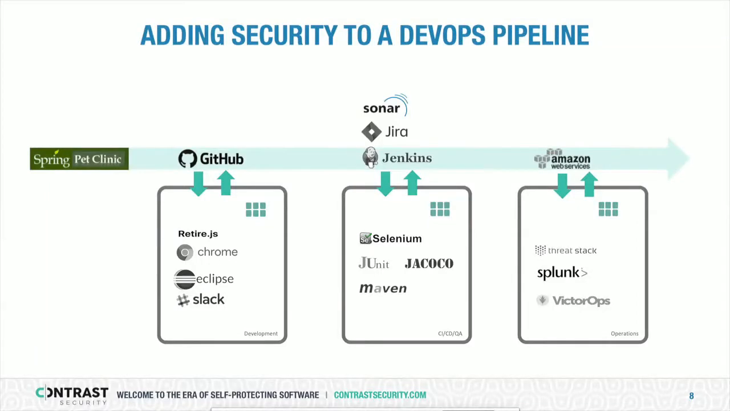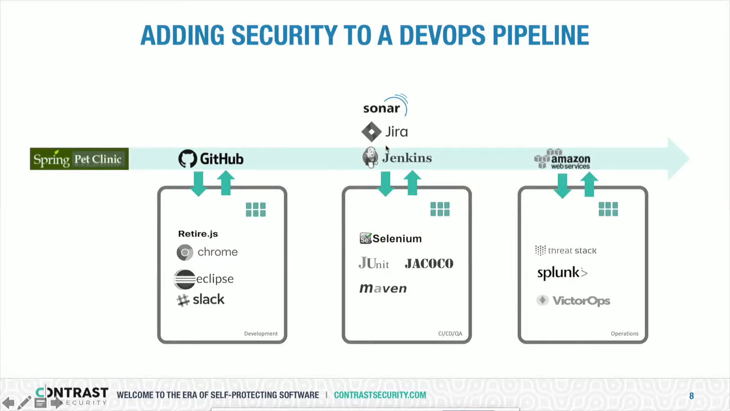So what we're going to do today is add security to a DevOps pipeline. I've got Spring Pet Clinic here as a sample application. It's a Spring Boot application that uses Hibernate. It's in GitHub. You can git clone it and do this yourself if you like. And I've got some development tools set up that I like to use on this. We're going to try those.